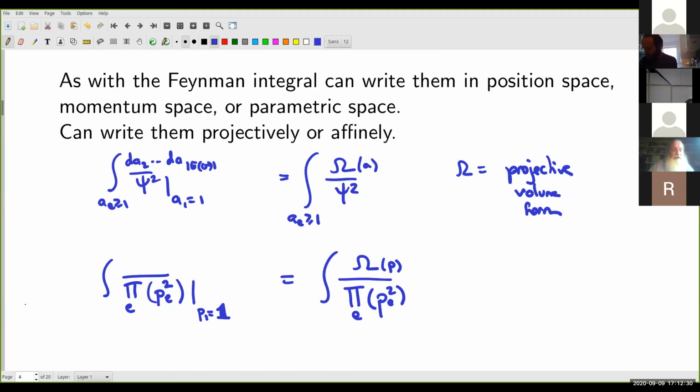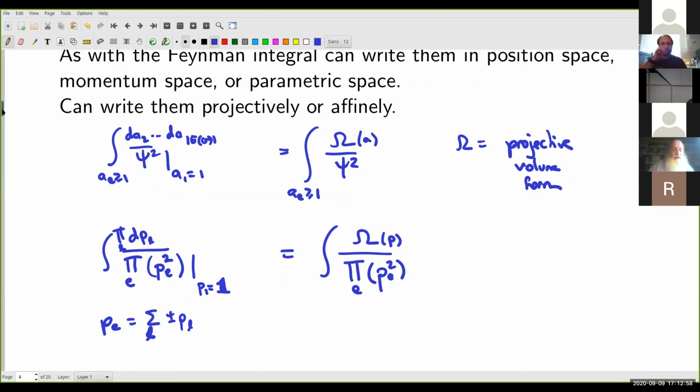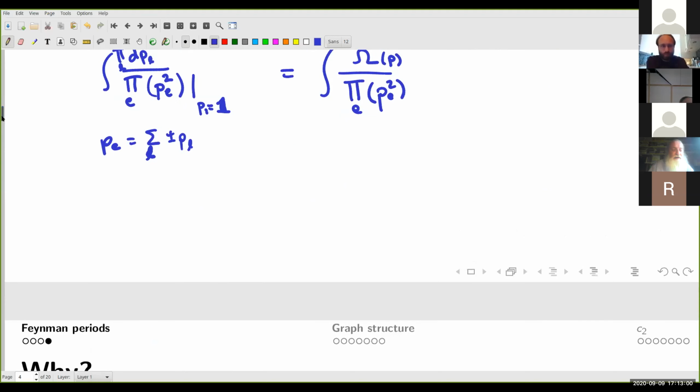We can take a basis of the cycles, so the loops. Well, I don't really want to write it all down, but anyway, you know what I want to do. I want to sum over the loops. So I want my P_e to be the sum of the cycles that go through the edge, plus or minus P of the cycle, I should say loop, and then go from there. Okay, so that's fine. And I can also do it in position space, and it's all exactly the same.